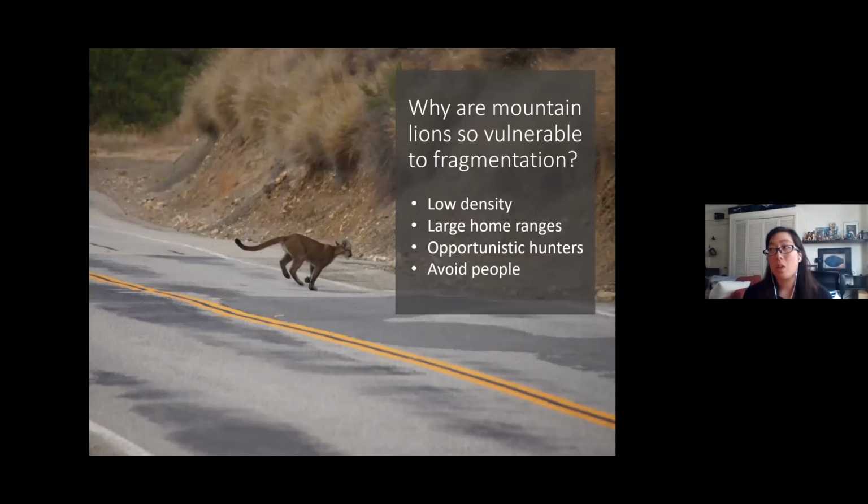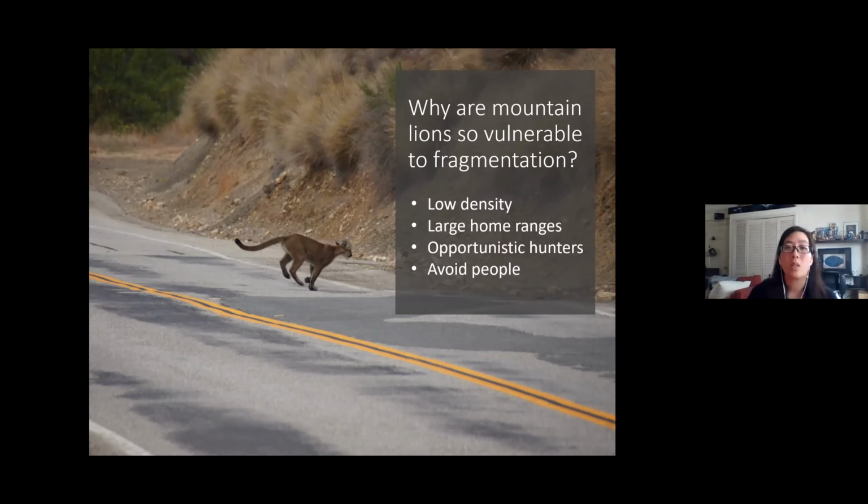And so some of you might be wondering, well, why are they so vulnerable to fragmentation? I alluded to this a little bit ago. One is their large home ranges, and because of those large home ranges, they also have a really low density. Male mountain lions have their territories, and they do not like to overlap with other male mountain lions, but they're okay with overlapping with some female mountain lions, but not that many. And so, with a 75 to 200 square mile home range, there's just not going to be a lot of lions in any given area at one time.